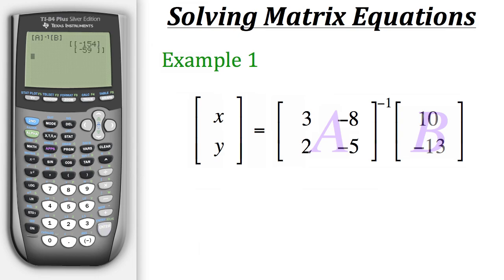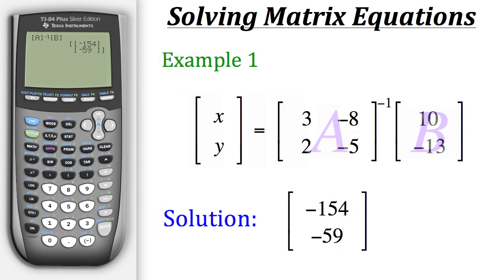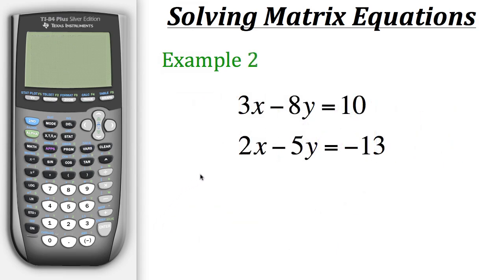From this we could see that our solution is a 2 by 1 matrix, where x is negative 154 and y is negative 59. Now let's take a look at one more example that will show us how to solve the same system of equations, but using a different method. So this time we still have our same system, but rather than creating 3 different matrices and putting them into a matrix equation, let's put the entire system into an augmented matrix.